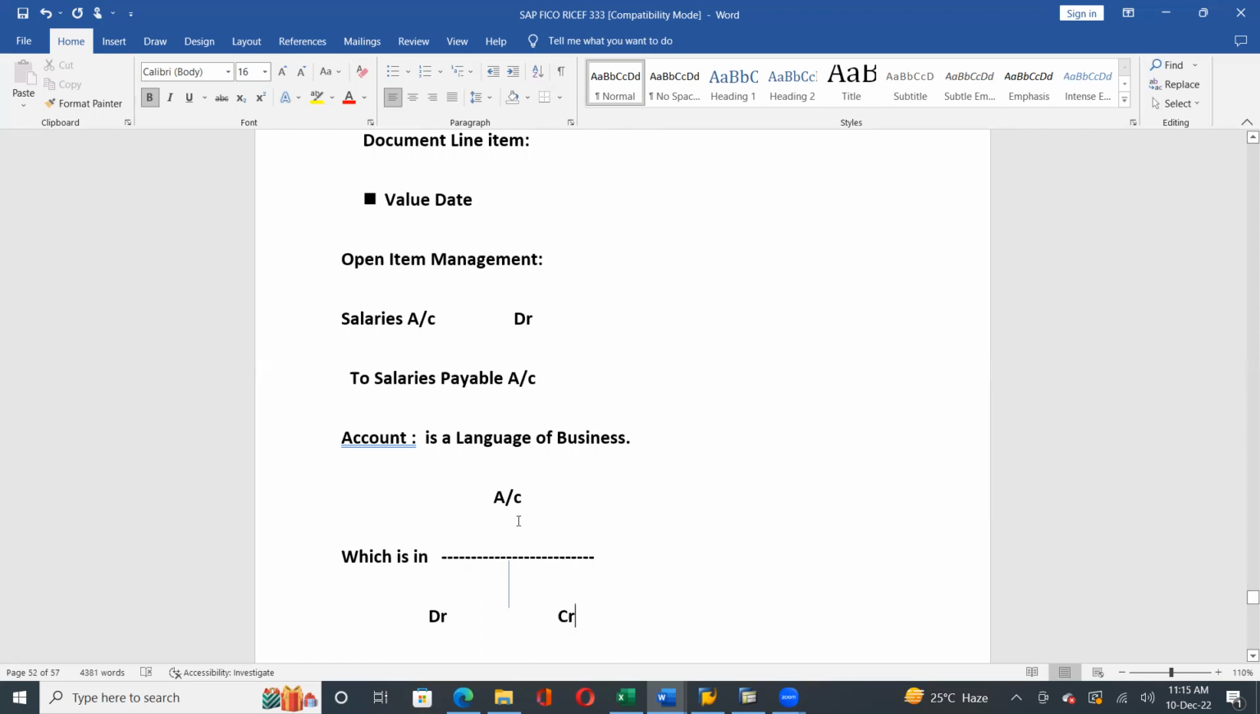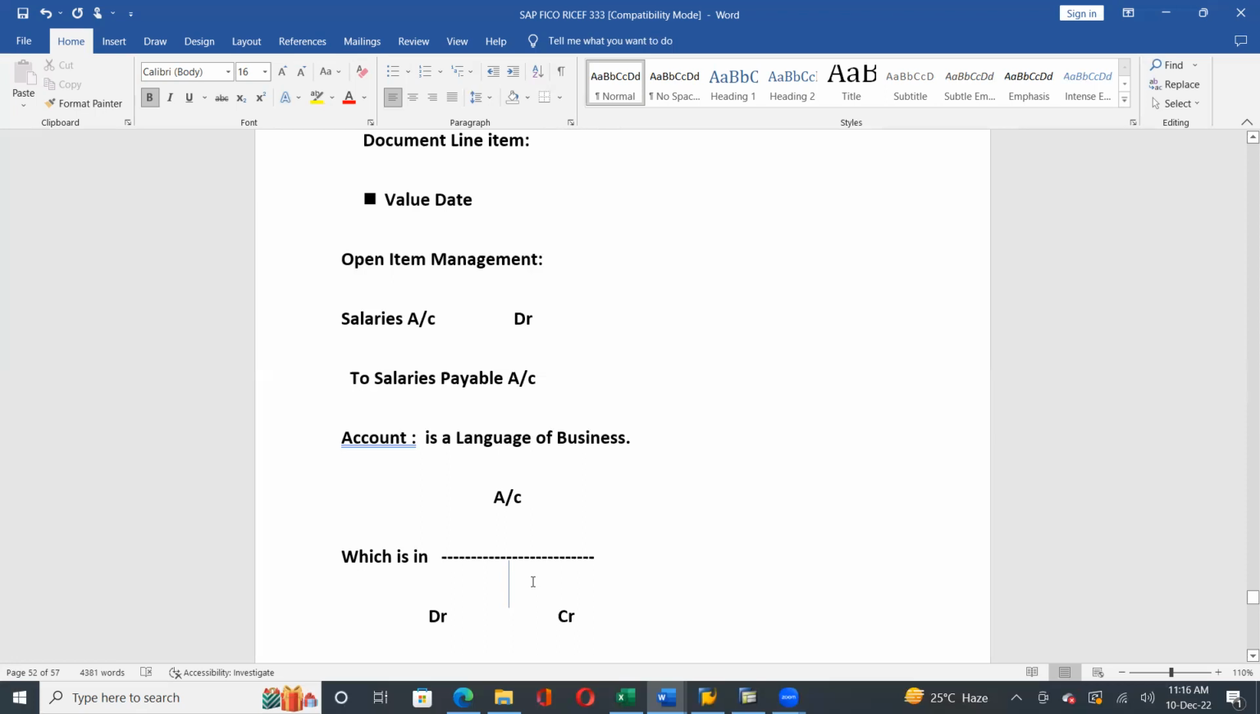After that, these accounts, whatever accounts we call the language of business, are broadly classified into three types: personal account, real account, and nominal account. Each account has a rule. For a personal account, debit the receiver, credit the giver. If someone is receiving from you, we post it on the debit side. If someone is giving to you, we post it on the credit side.